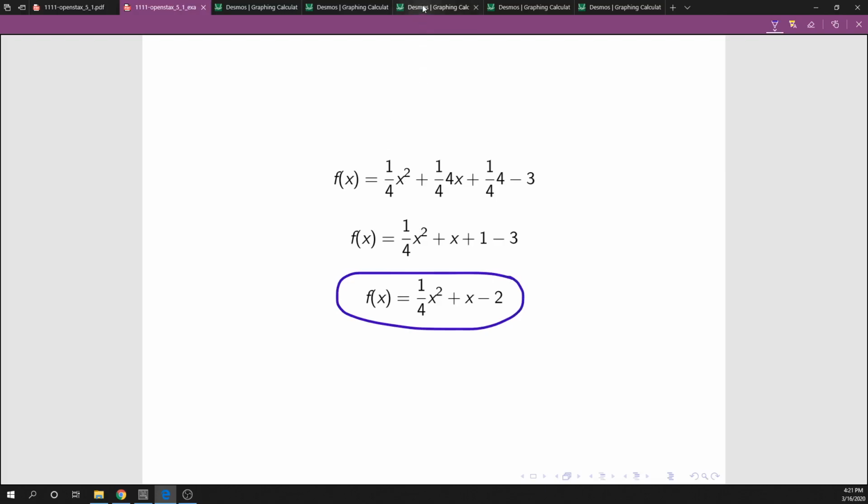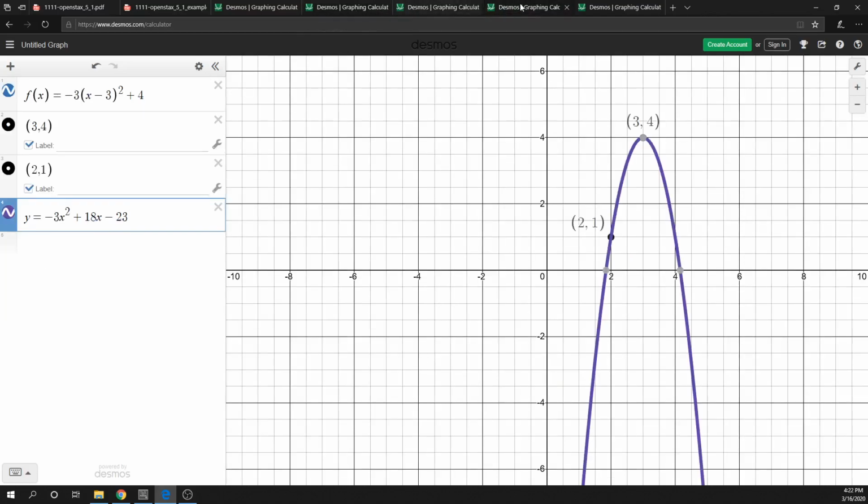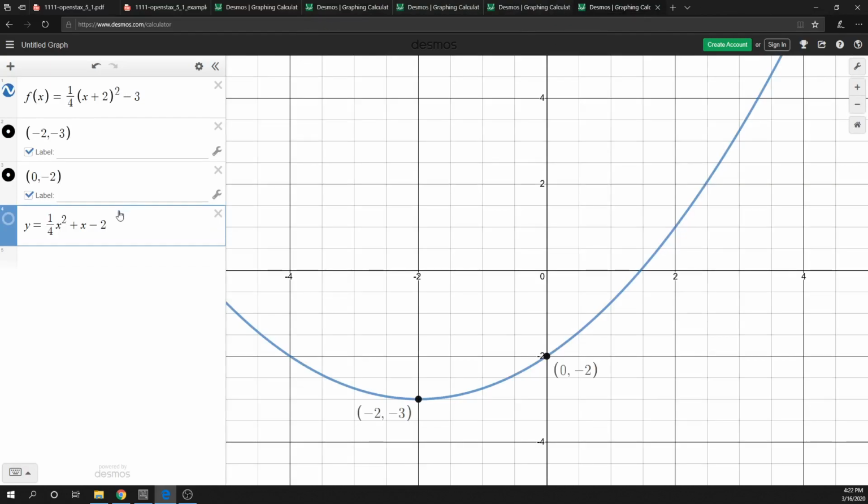Let's take a quick look at it. And it is right here. All right, so there was our vertex at minus 2, minus 3, and our other point was 0, minus 2. This was our answer in standard form. And then when we multiplied it all out to get it into the general form, that's the answer that we had there. And you can see that that looks identical as far as we can tell on Desmos.